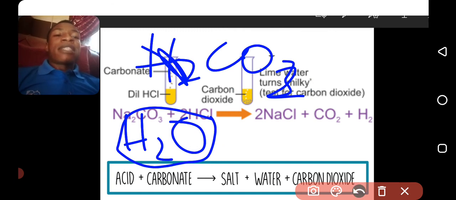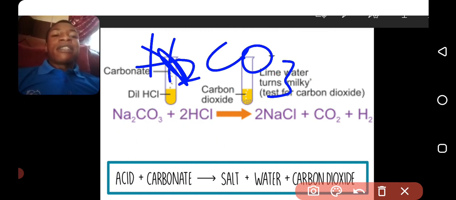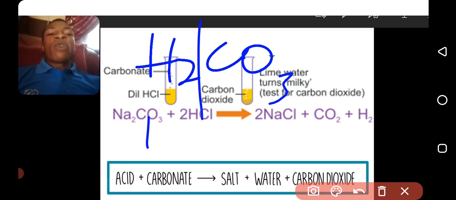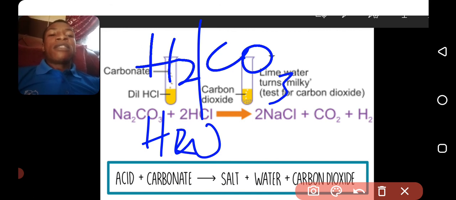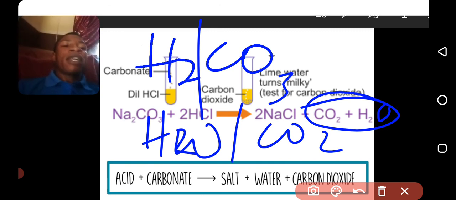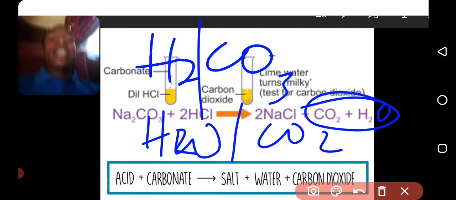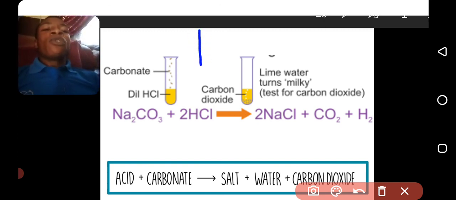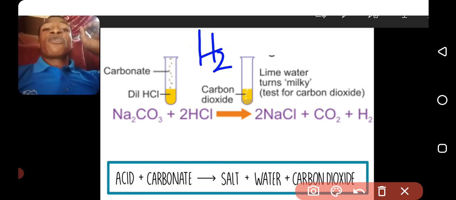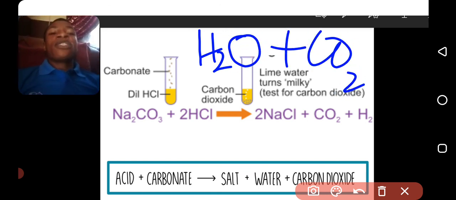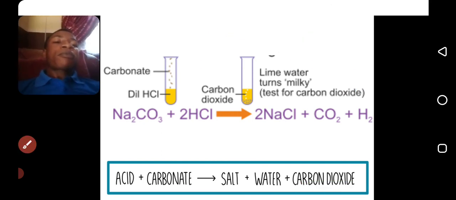H2CO3 will break apart into water and then CO2. That's what we're having here, CO2 and water. H2O here, CO2 and water. That is what H2CO3 breaks down into. So anywhere you have H2CO3, you don't write H2CO3 because it will not be stable. So just write H2O and CO2. So let's see other examples here.